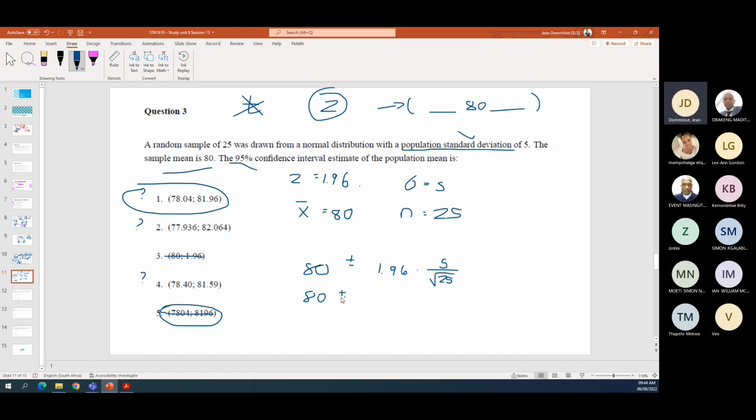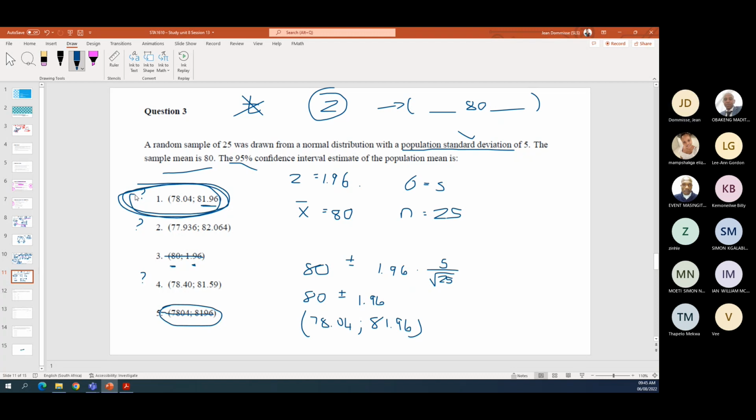80 plus minus 1.96. Okay, so look there, 80 plus minus 1.96. So your top one is 81.96. And then your bottom one is 78.04. Okay, which was in option one.